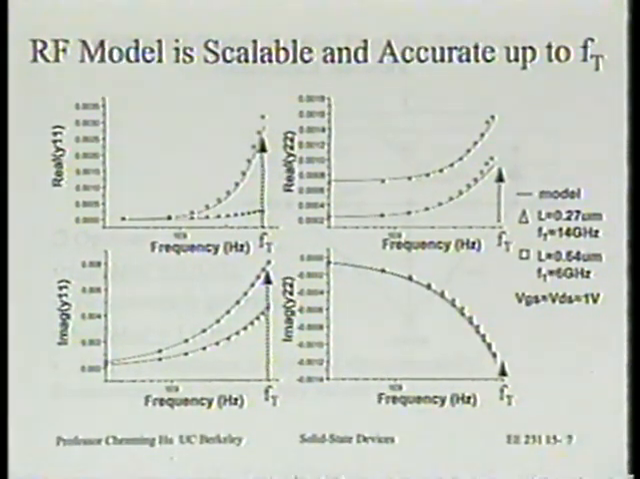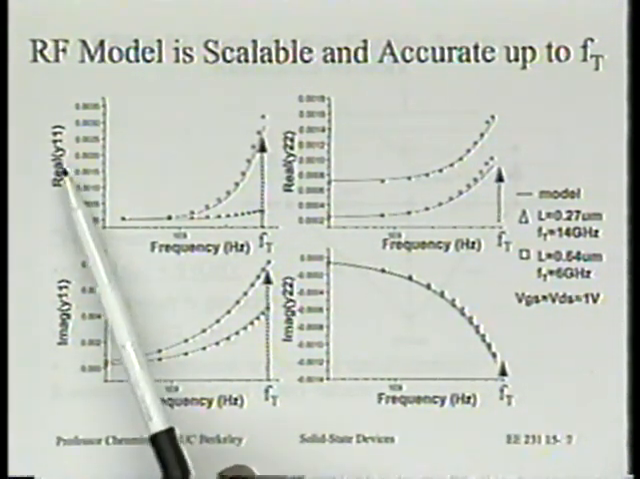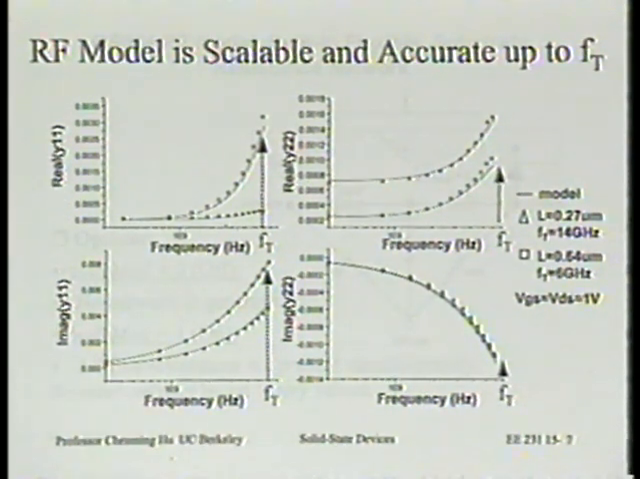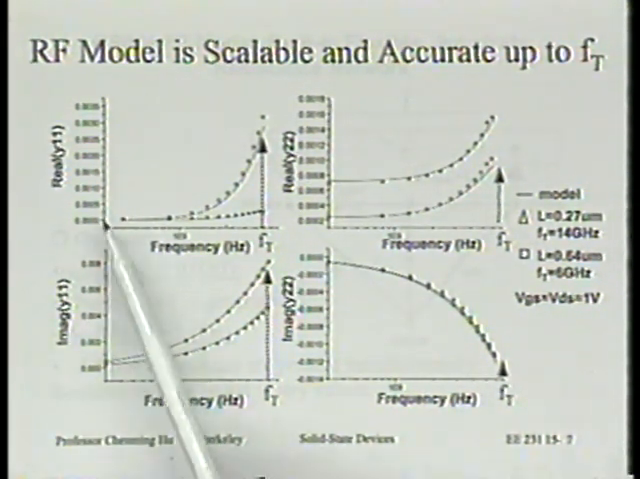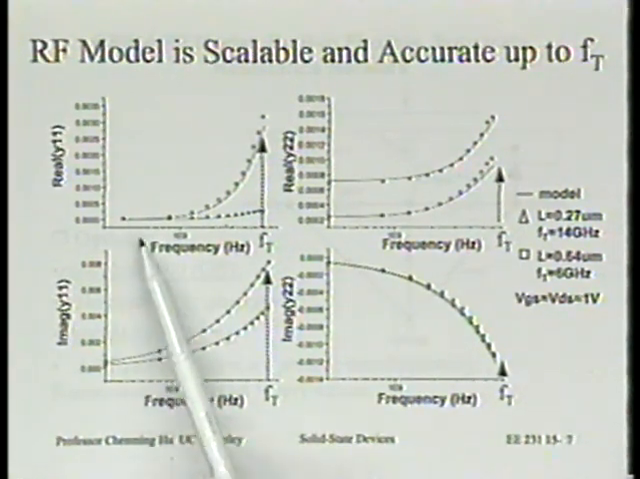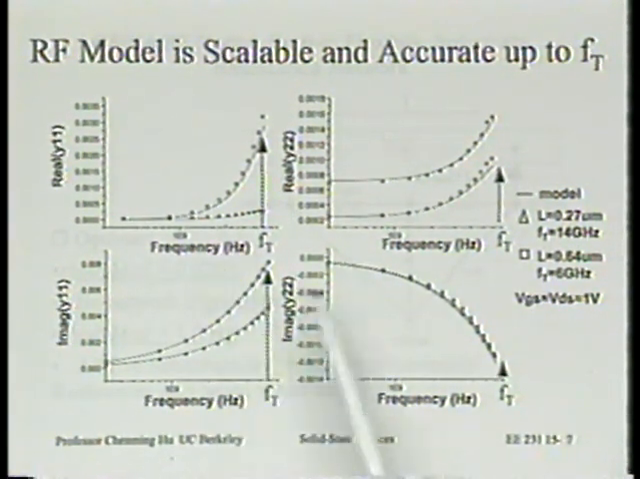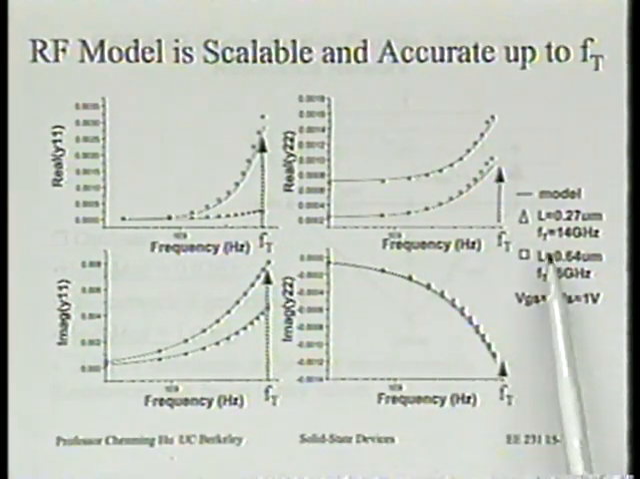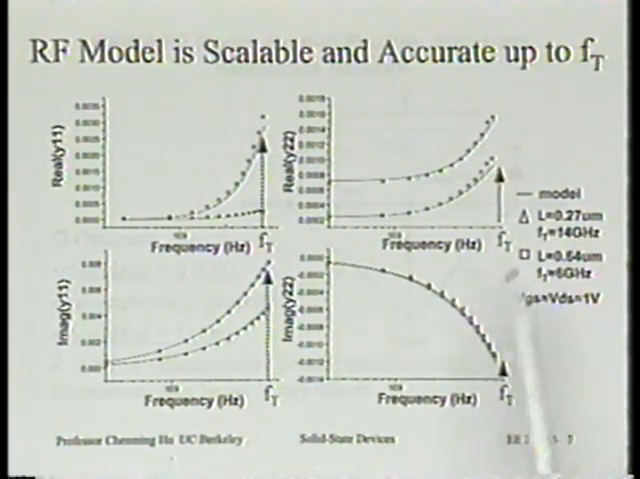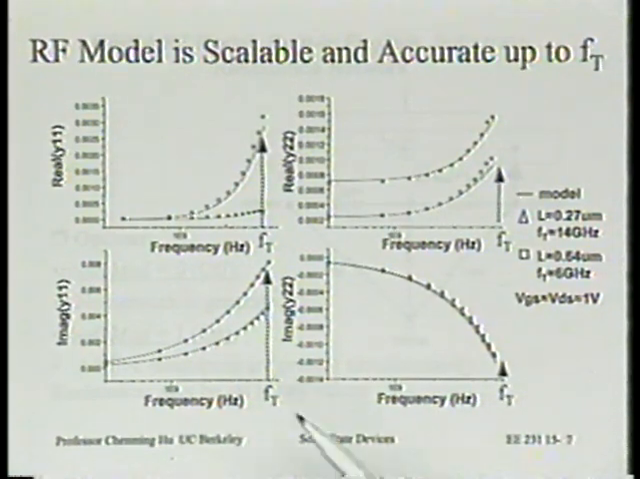If you look at the more detailed analysis, we see the real part of Y11, or the inverse of that, is actually the input resistance. You can see that as a function of frequency it works very well. For each case, we give two devices, 2.7 micron and 0.64 micron. This is for the so-called scalability test. This one model, if it's right, you should agree with any channel length. And if the model is right, then it should fit frequency.